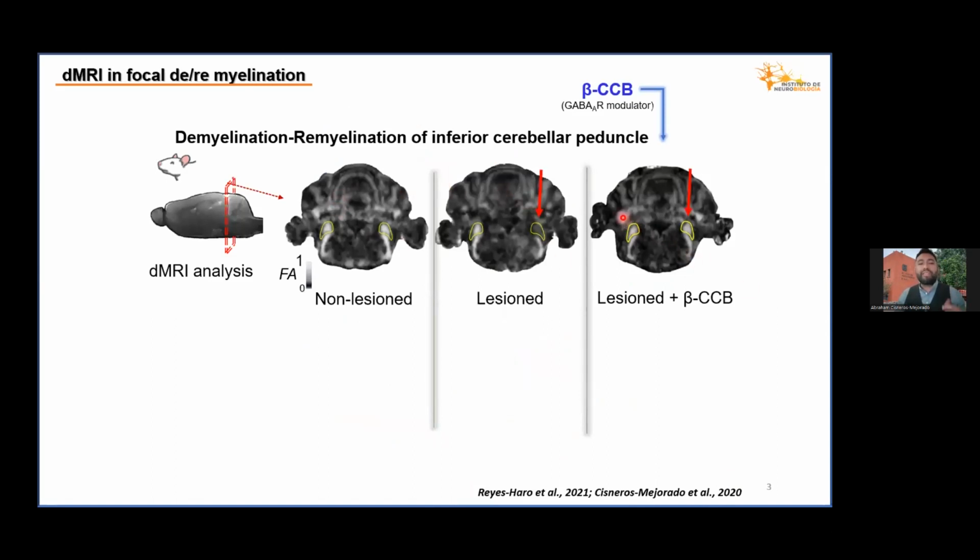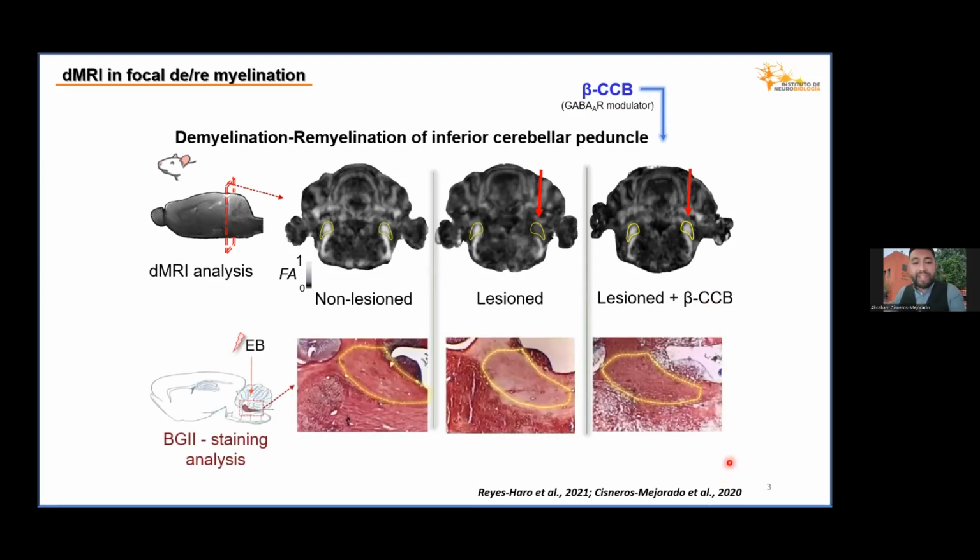Here is a representative image of the fractional anisotropy map, employing a diffusion protocol, of course, from a cross-section of rat cerebellum. A region of the cerebellum called the inferior peduncle is indicated in the yellow line. We induce a unilateral focal demyelination with stereotaxic injection of ethidium bromide in this area. And we observe that the fractional anisotropy decreases in this region in injured animals, of course. And very important, this metric is recovered when we employ the strategy of modulating oligodendroglial GABA receptors, as mentioned before.